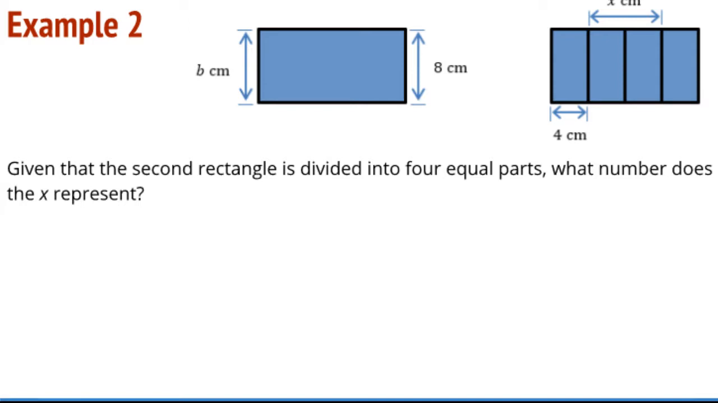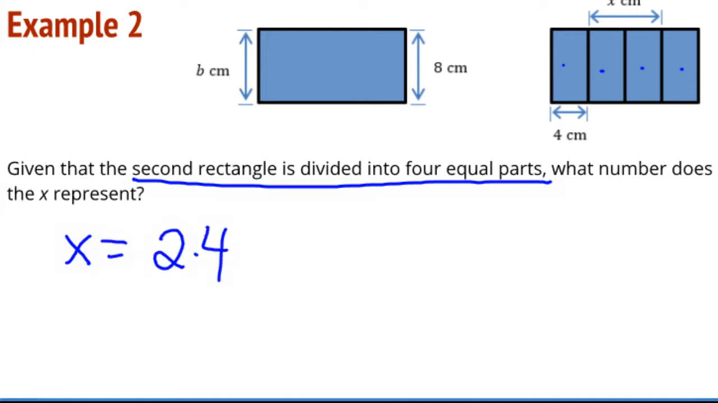Now, we're going to be given some information here. The second rectangle is divided into 4 equal parts. They are specifying that these 4 pieces are equal. So what does the number x represent? Well, I know that each piece equals 4, and I know that x is equal to 2 of the pieces. So x is equal to 2 times 4.